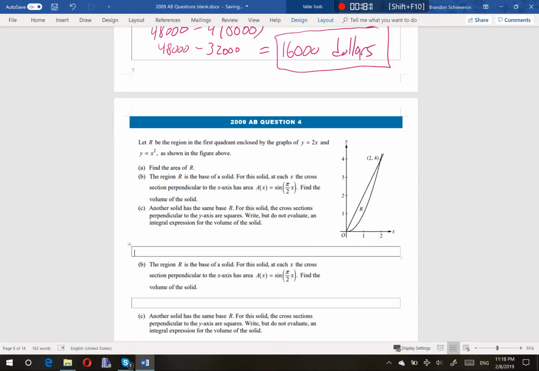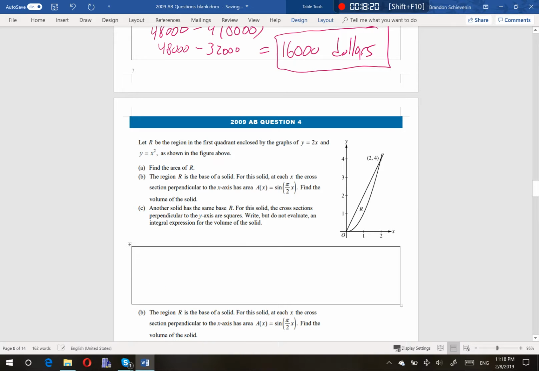So let's jump over to... I'm going to start with Sam. How can I find the area of this region? Upper bound minus bottom bound. Okay, so I'm going to integrate. Integrate from 0 to 2. Okay, integrate from 0 to 2.